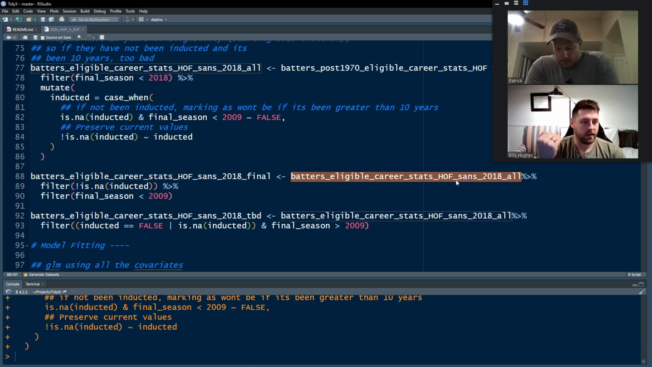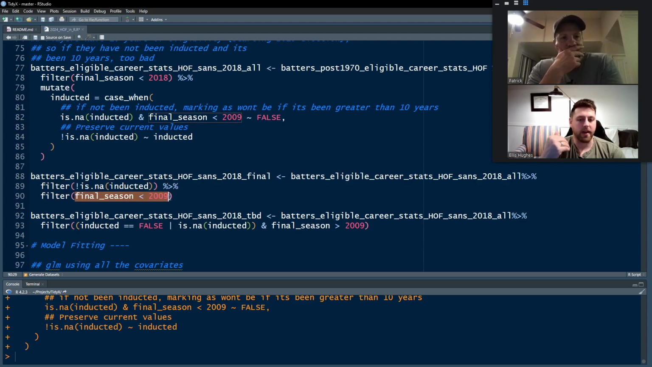So we're going to generate this final data set, which is the people who weren't still pending. We're going to take the Hall of Fame sans 2018 all, and remove any cases where inducted is still NA. Then we're also going to filter to keep any records where the final season is less than 2009. Again, these are people that we have the final resolution for. We know that their Hall of Fame status cannot change.